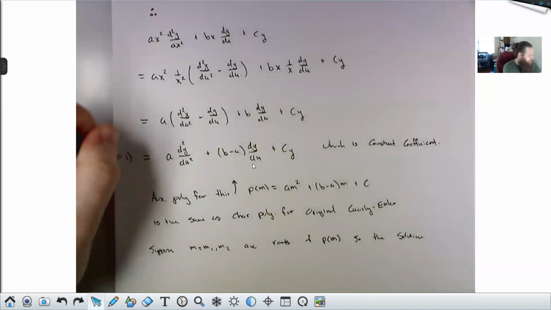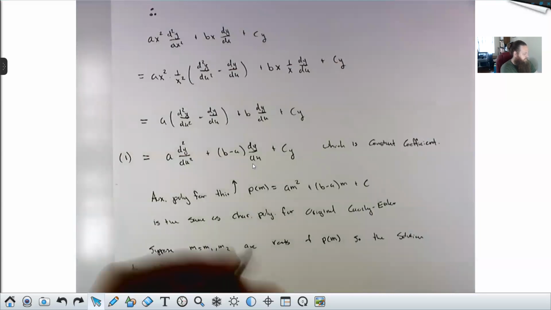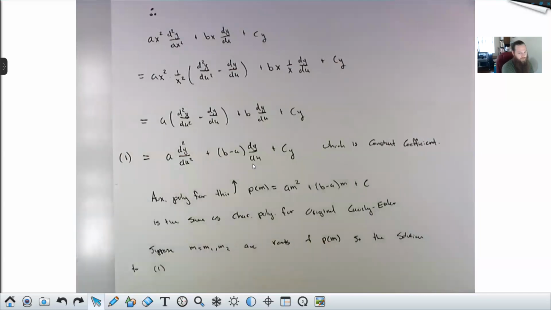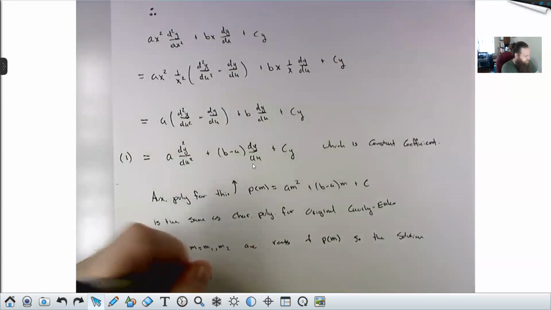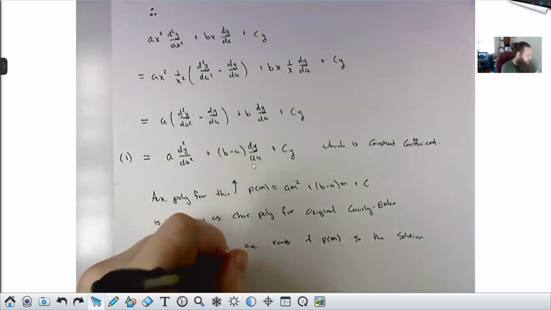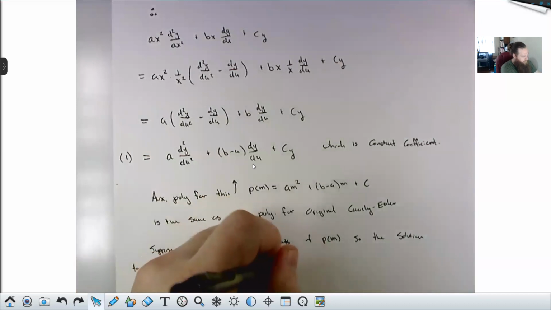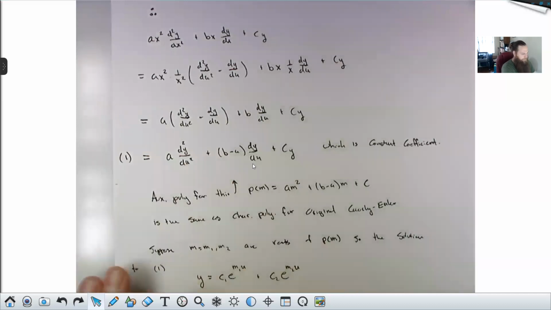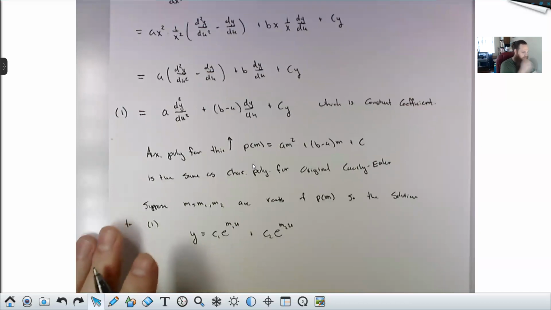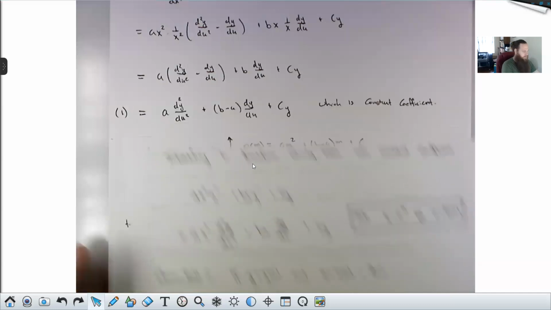Call this equation 1. The solution to the associated homogeneous equation, that left-hand side, would be, just remember that the variable here is u, right? So this would be y equals c1 e to the m1 u plus c2 e to the m2 u. And this is where thinking of things as x equals e to the u instead of u equals ln x is going to come back.